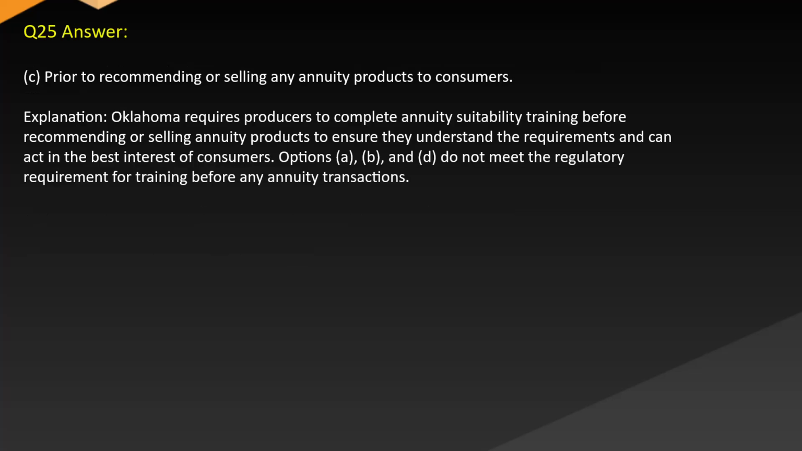Answer C. Prior to recommending or selling any annuity product to consumers. Explanation. Oklahoma requires producers to complete annuity suitability training before recommending or selling annuity products to ensure they understand the requirements and can act in the best interest of consumers. Options A, B, and D do not meet the regulatory requirement for training before any annuity transactions.